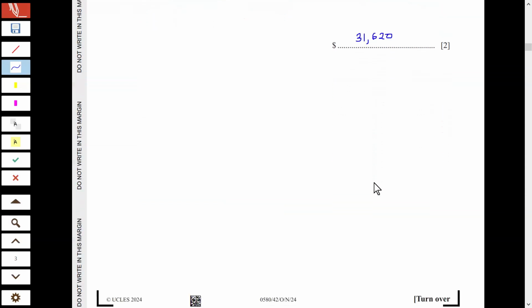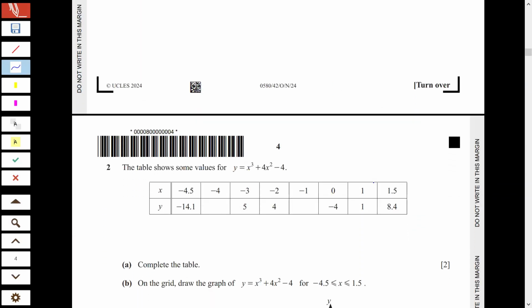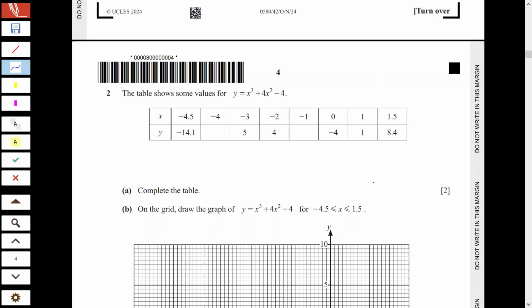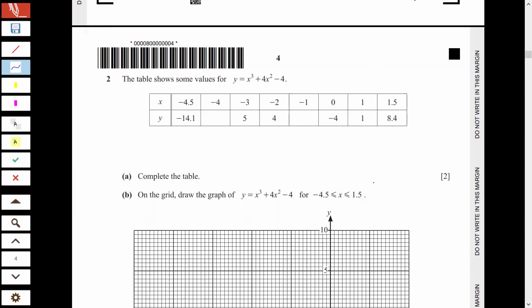So to the next question, number 2. The table shows values for y equal to x to the power of 3 plus 4x squared minus 4. Question A, complete the table. To complete the table, we're given two missing values here. The corresponding values for -4 and for -1 are not given. So we have to complete this.